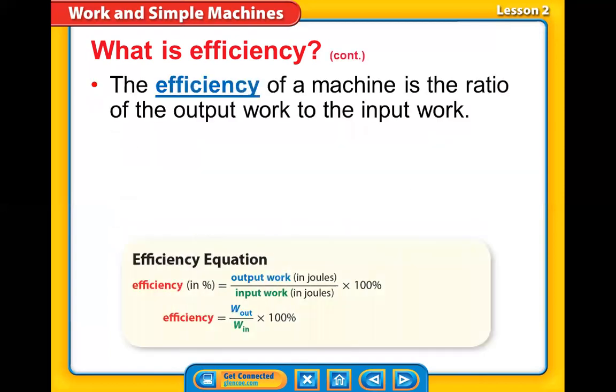That's why we have something called the efficiency of a machine. It's the ratio of the output work to the input work. How do we calculate it? By dividing the output work by the input work. And we know that their unit is joules, so we multiply by 100% to get the efficiency as a percent.